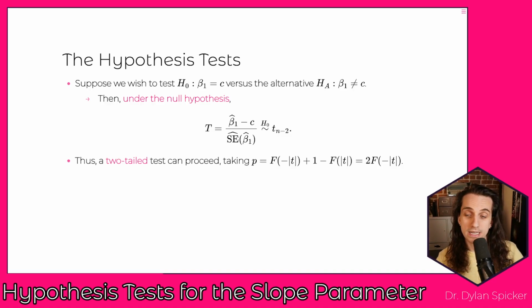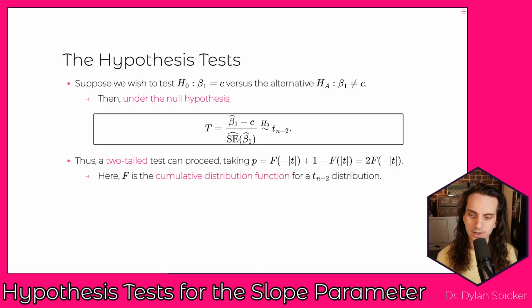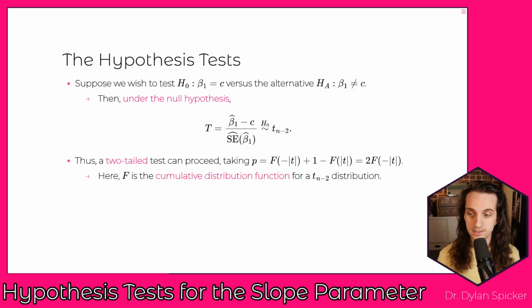As a result, if we want a two-tailed hypothesis test, then we can calculate a p-value by taking the value of the negative statistic plus 1 minus the value of the positive statistic, where we're plugging that into the CDF, so F is the CDF. Owing to symmetry, this is equal to 2 times the CDF at the negative value. Here F corresponds to the cumulative distribution function for the T_{n-2} distribution.